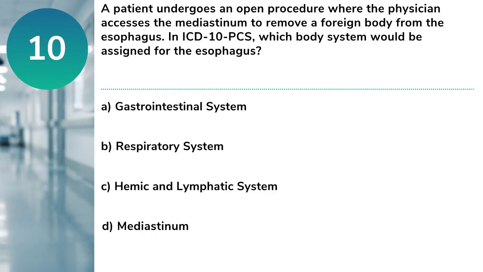Question 10. A patient undergoes an open procedure where the physician accesses the mediastinum to remove a foreign body from the esophagus. In ICD-10-PCS, which body system would be assigned for the esophagus? A. Gastrointestinal system. B. Respiratory system. C. Hemic and lymphatic system. D. Mediastinum.